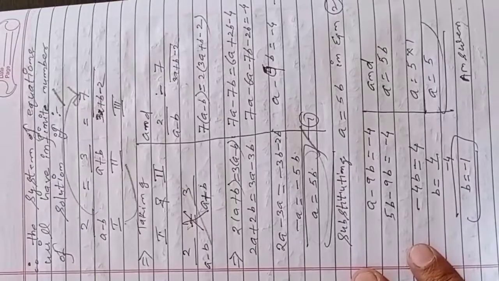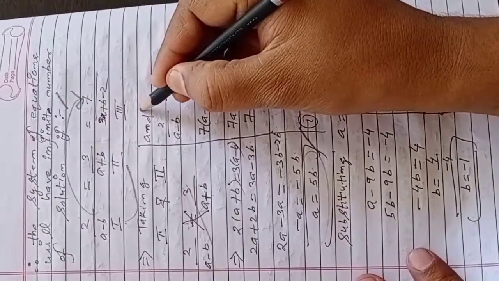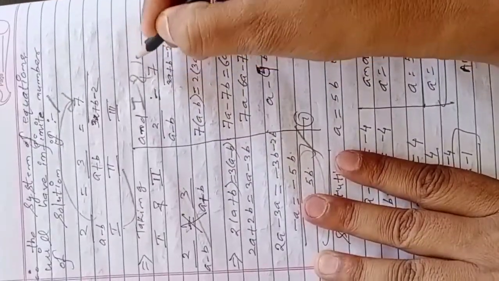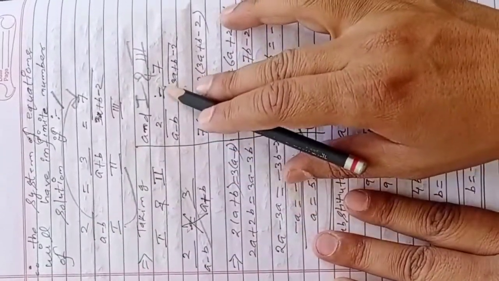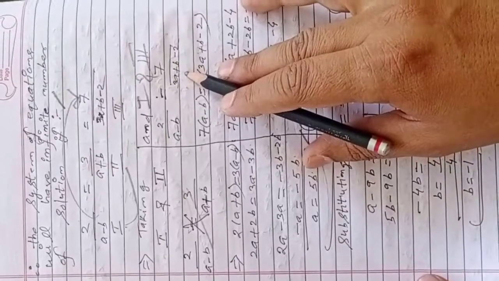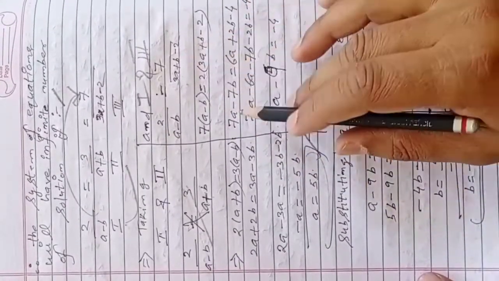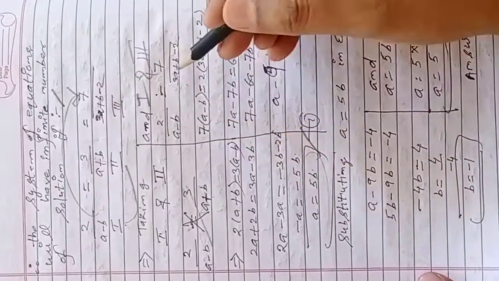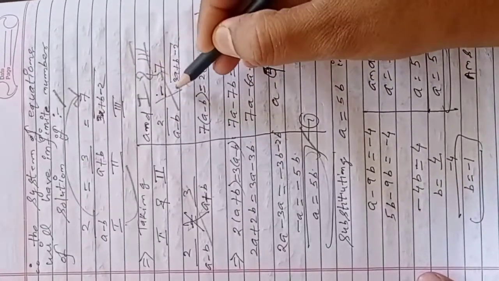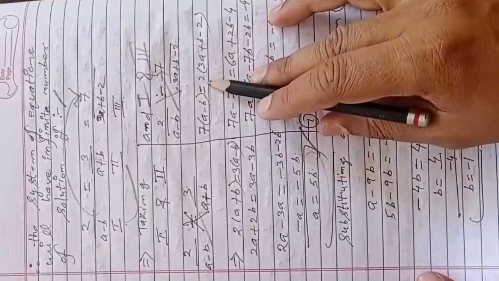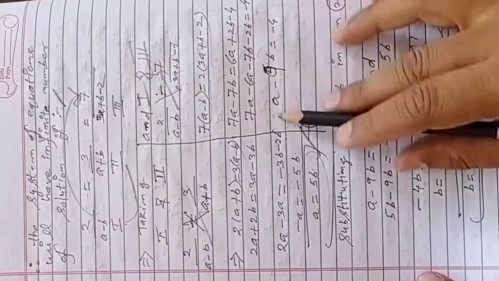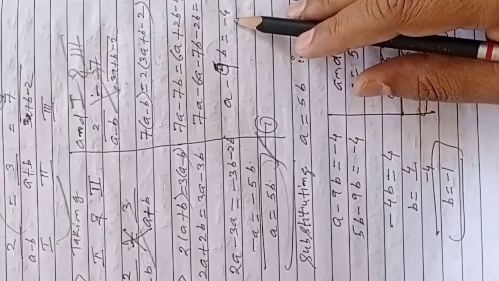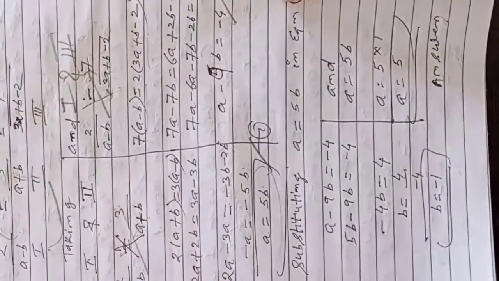And also when we are taking the first and third part, what is coming? 2 upon a minus b is equal to 7 upon 3a plus b minus 2. We will cross multiply here. So it will be 7 into a minus b is equal to 2 into 3a plus b minus 2. So after solving it will come a minus 9b is equal to minus 4. This is equation number 2.